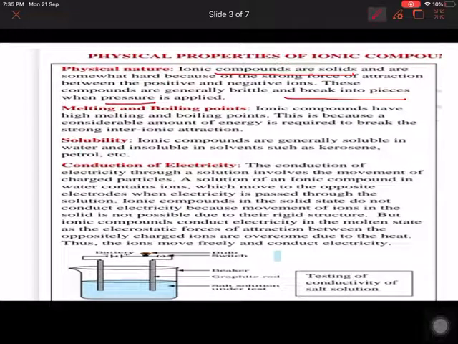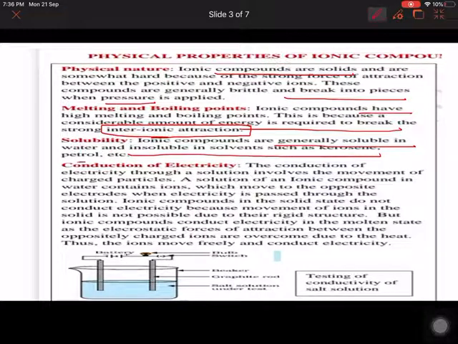Melting and boiling point: they have high melting and boiling points because a considerable amount of energy is required to break the strong inter-ionic attraction, the attraction between the two ions, positive and negative. Ionic compounds are generally soluble in water and insoluble in solvents such as kerosene and petrol.